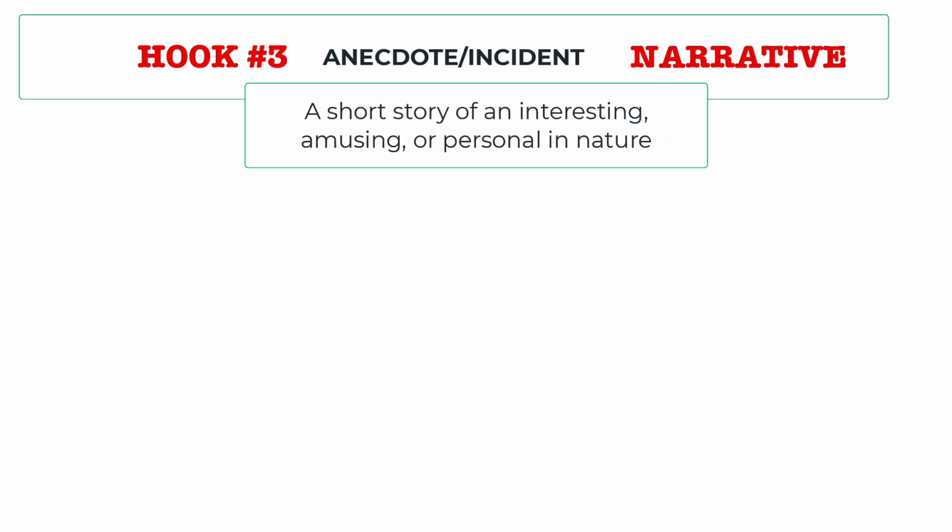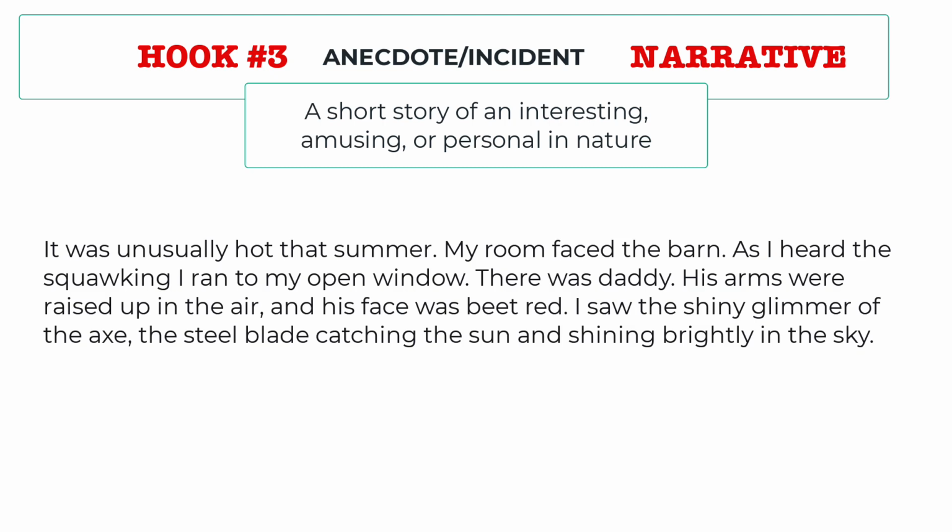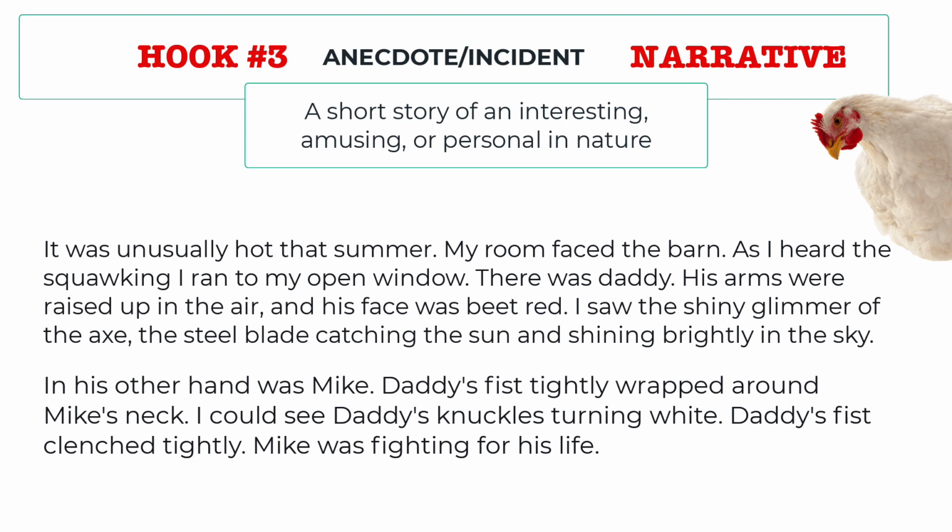Another hook that works well with narrative writing is the anecdote or incident. These are little mini stories that you could tell. It was unusually hot that summer. My room faced the barn. As I heard the squawking, I ran to my open window. There was Daddy. His arms were raised up in the air and his face was beet red. I saw the shiny glimmer of the axe, the steel blade catching the sun and shining brightly in the sky. In his other hand was Mike. Daddy's fist tightly wrapped around Mike's neck. I could see Daddy's knuckles turning white. Daddy's fist clenched tightly. Mike was fighting for his life.